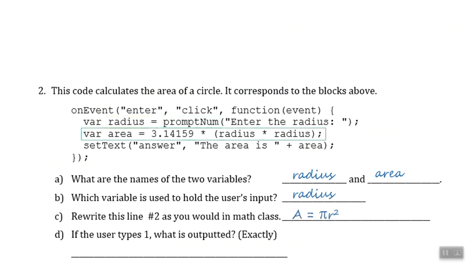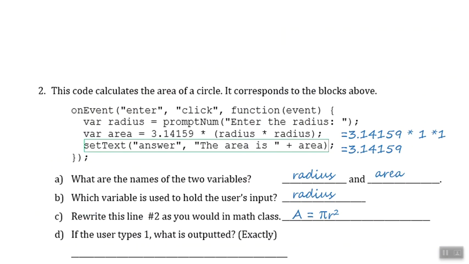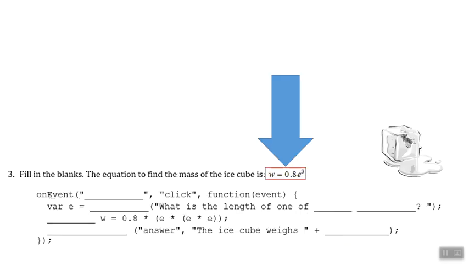So we're going to take line 2, and we're writing it as it is in math class. We've got pi, which is 3.14159, times the radius, which will give us radius squared. Then if the user types in number 1, what's going to be outputted exactly is we're going to get the 3.14 from the algorithm, and then we're going to multiply it times the input, which was 1 times 1, and that just works out as 3.14159. So we just put that in, and make sure you put in the words too. So make sure you put in the area is, and then the answer. That gets you a nice answer on the screen.